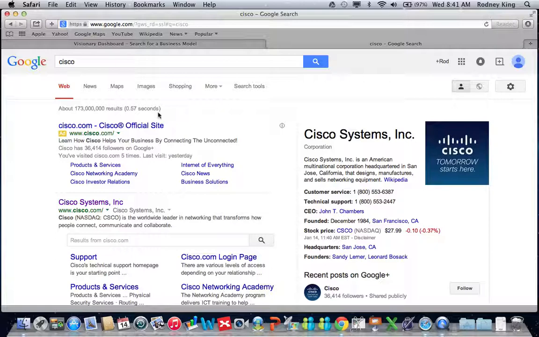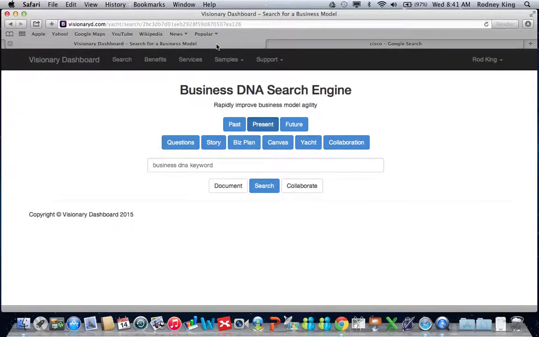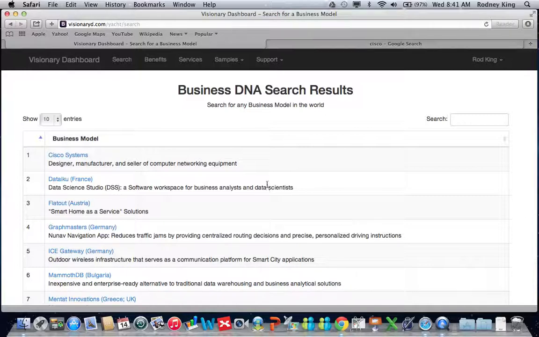After spending about 4 hours organizing this information in order to get knowledge about Cisco's business model, the executive is frustrated and goes to the VisionaryD business DNA search engine. Here, on the interface of the business DNA search engine, the executive types Cisco and he sees that there is a reference to Cisco EIR. So he does a search, and here are the results of the business DNA search.